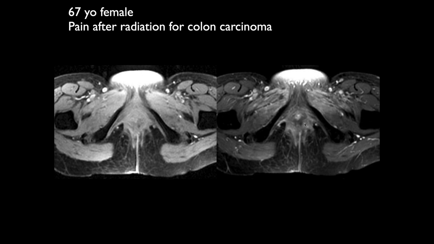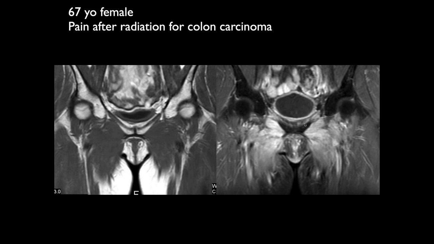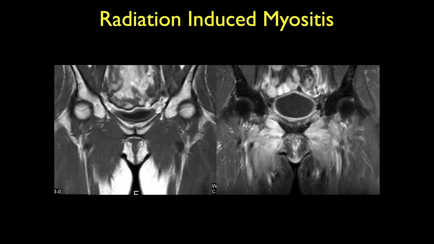Yeah, I think this is pre and post contrast, where you don't see a lot of enhancement. So this is radiation-induced myositis. And you really shouldn't see this very often anymore. The current radiation technologies are typically tomographic, and they really are very good at targeting the tissue that you want and not getting a lot of radiation exposure to the surrounding tissues.